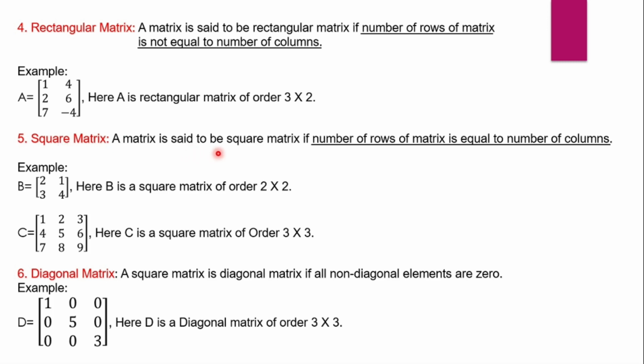Now let's talk about the square matrix. A matrix is said to be a square matrix if the number of rows of the matrix is equal to the number of columns. So a square matrix is basically a matrix where the number of rows and columns should be equal.